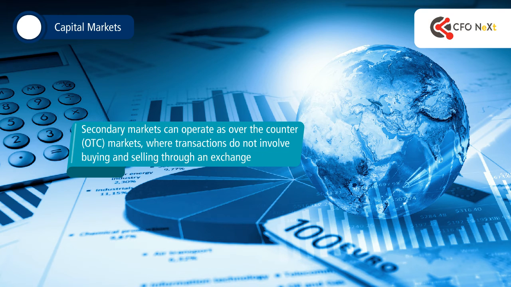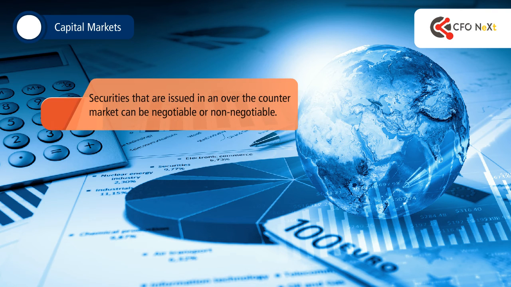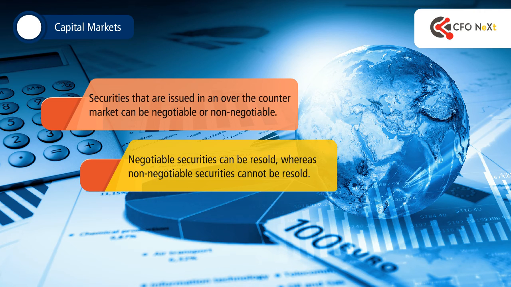Alternatively, secondary markets can operate as over-the-counter, that is, OTC, markets, where transactions do not involve buying and selling through an exchange, but customers negotiate individual transactions, usually with a financial intermediary such as a bank. Securities that are issued in an over-the-counter market can be negotiable or non-negotiable. Negotiable securities can be resold, whereas non-negotiable securities cannot be resold.